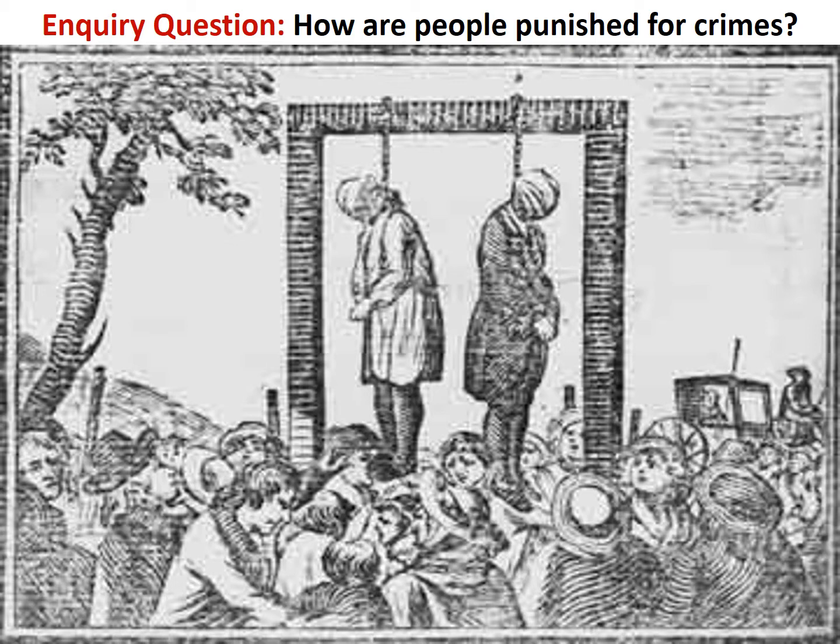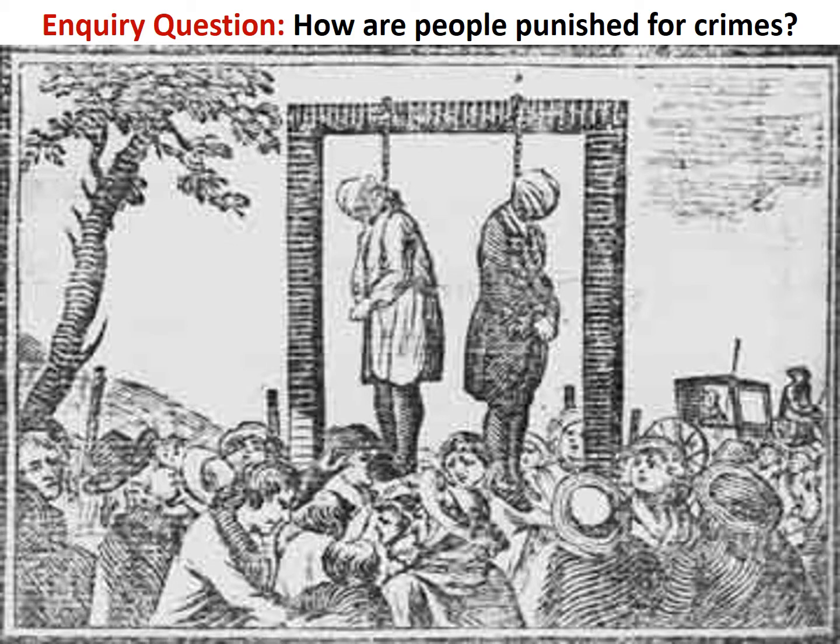Now on the board here you'll see a picture which is from England, from the late 17th century when the death penalty was still used in England. This is an artist's impression of two people being hung. A long time ago in Britain, hanging was a common method of punishing people for a crime, and it was actually a public spectacle where people would go and watch.